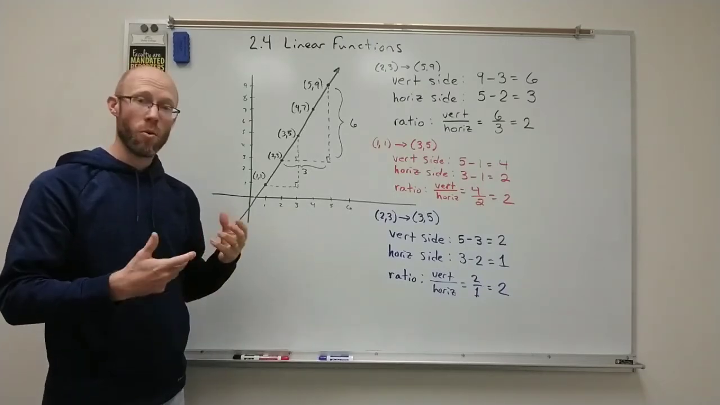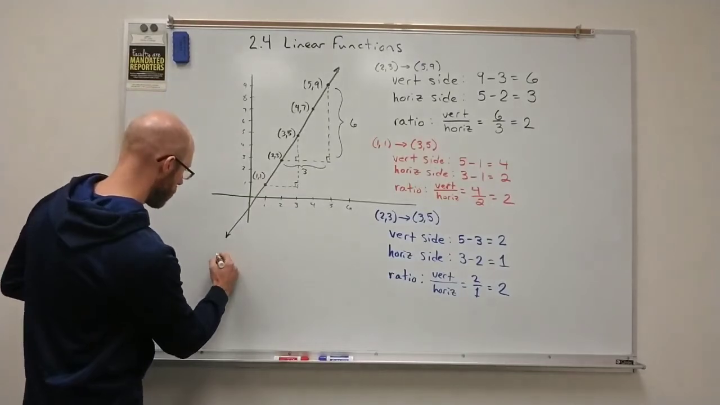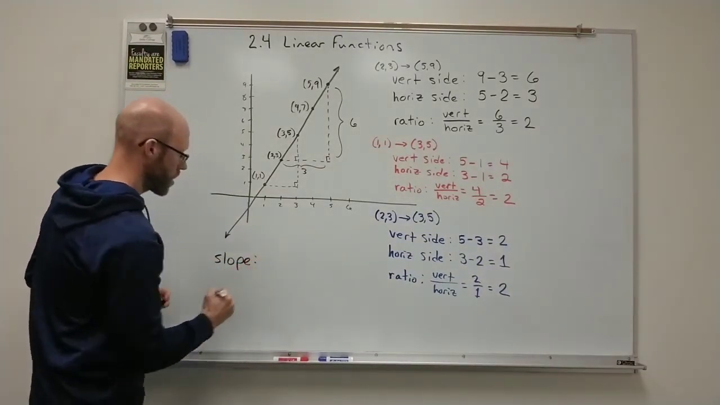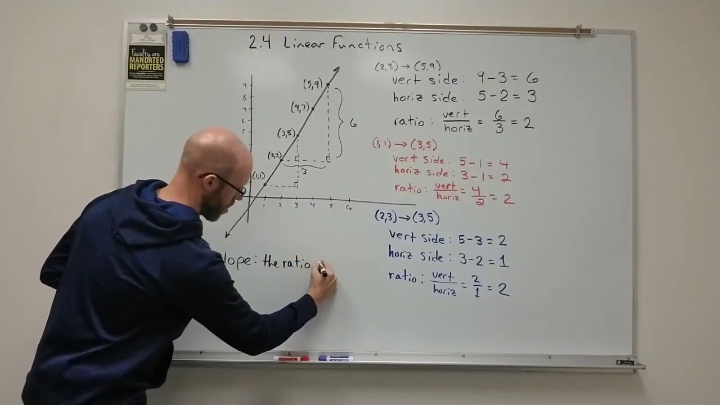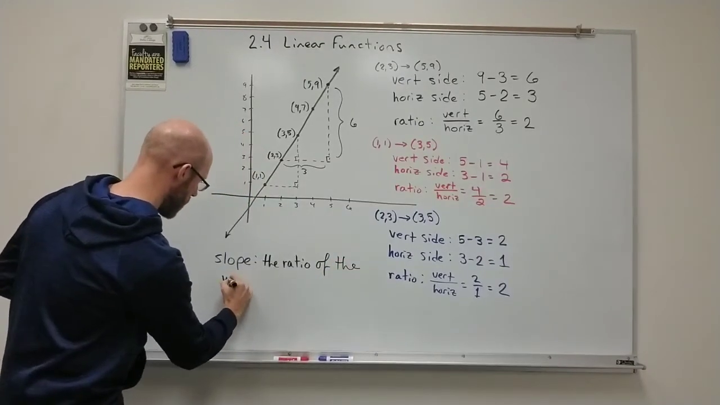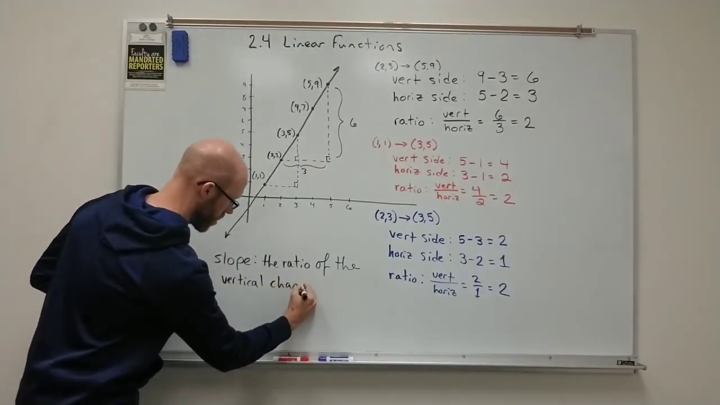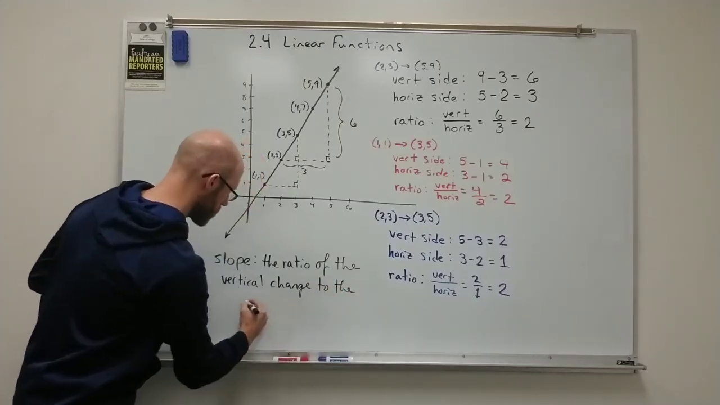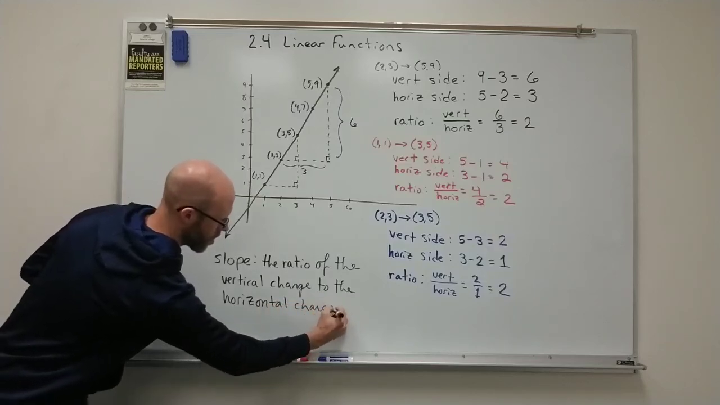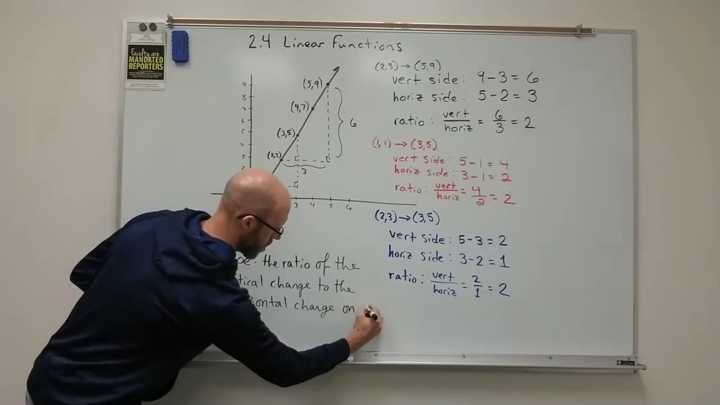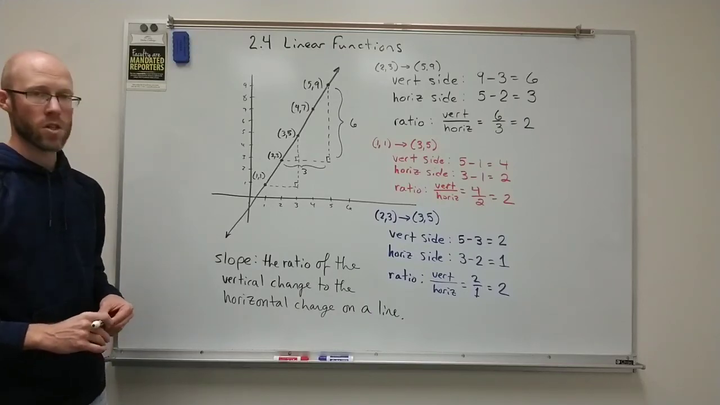Okay, and for that reason, we give it a name. The name of that is called the slope. So the slope is by definition the ratio of the vertical side, or the vertical change, I should say, to the horizontal change on a line. Okay, so that's the definition of a slope.